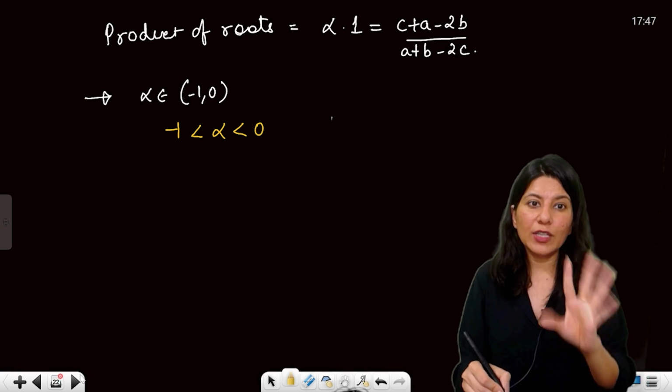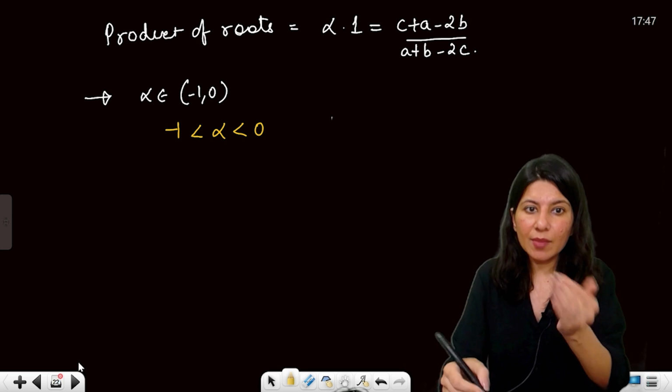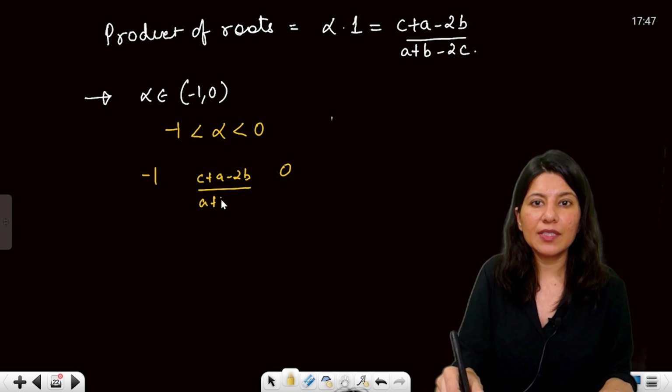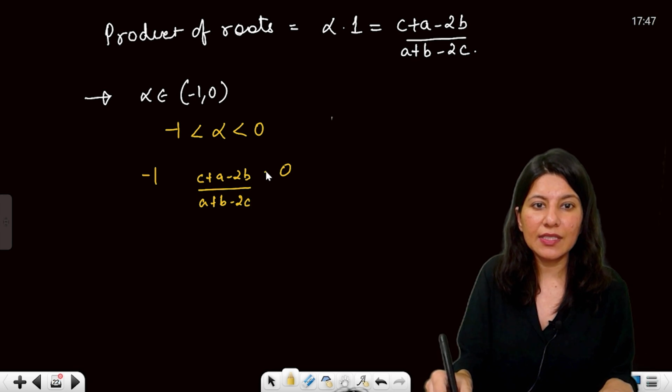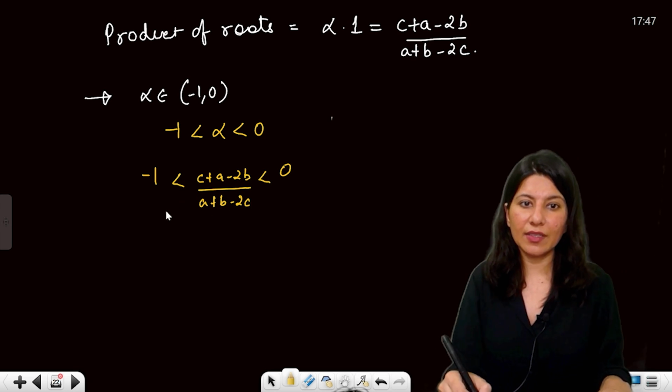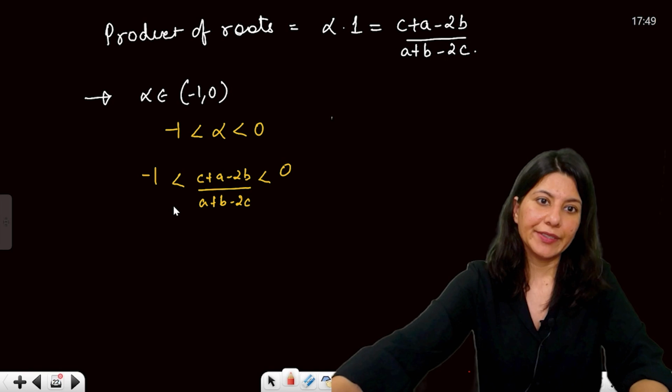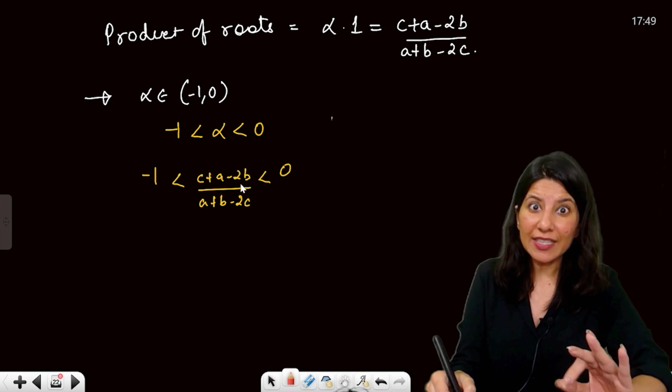So right now, I cannot figure out what they are trying to say. So let's do one thing. Let's extract some information from this. Minus 1, 0, and what is alpha? C plus A minus 2B upon A plus B minus 2C. This is less than 0 and greater than minus 1. So now let us solve this.